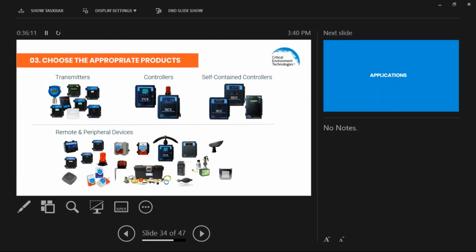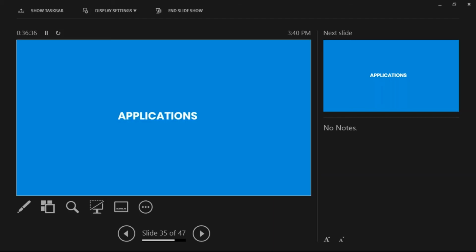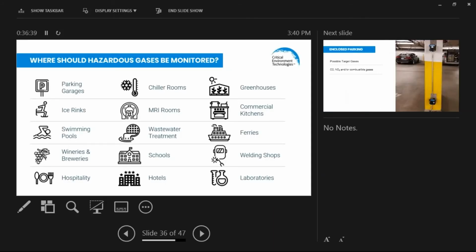So, just to recap, understanding the application, selecting the right product to build out a system. All of the gas detection manufacturers, including ourselves, manufacture a broad array of products to help you design and install a system that's going to meet the requirements for that specific application. And to recap again: parking garages, ice rinks, swimming pools, wineries and breweries, the hospitality industry.